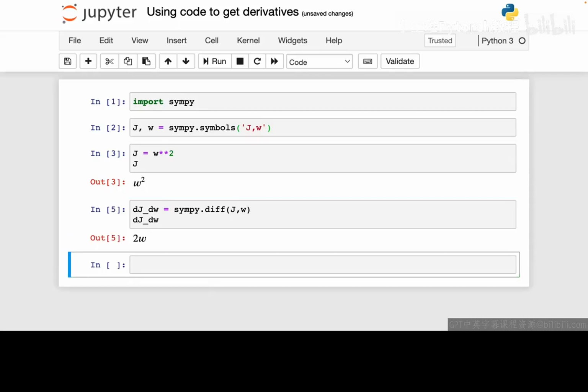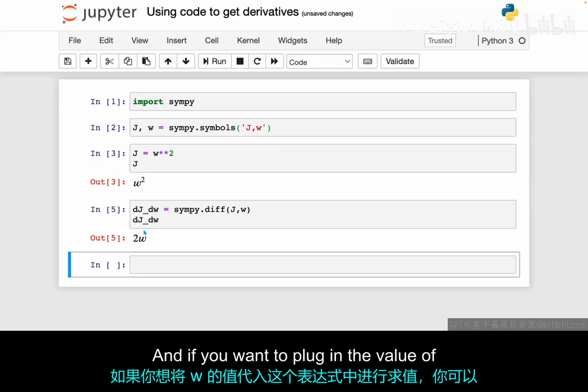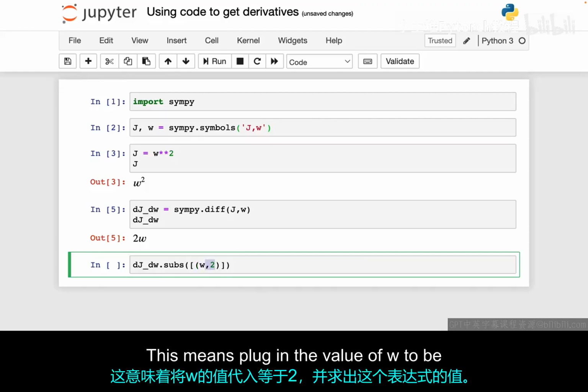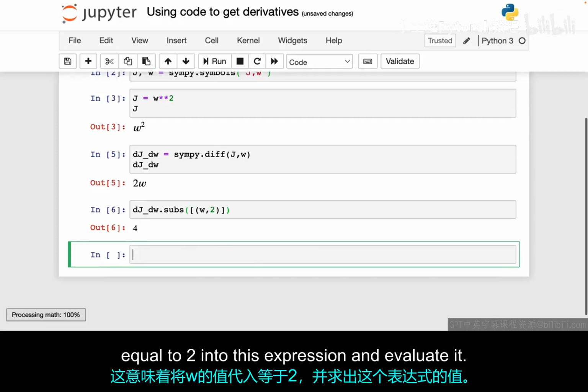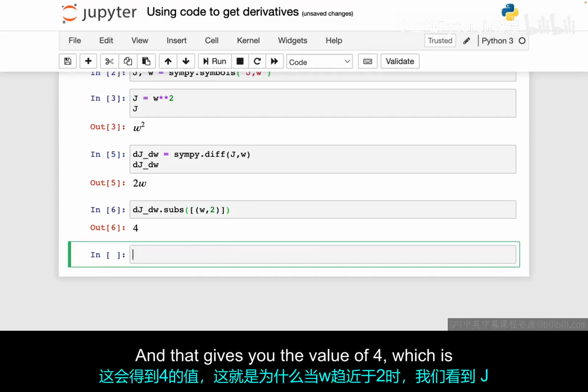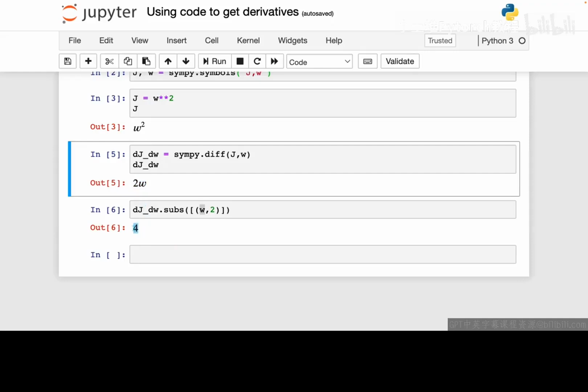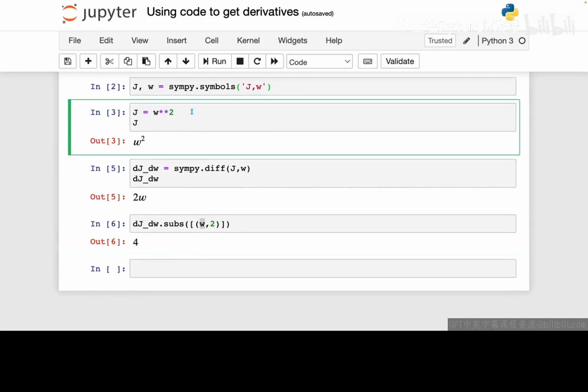So that's 2w. And if you want to plug in the value of w into this expression to evaluate it, you can do the derivative dot subs w 2. This means plug in the value of w to be equal to 2 into this expression and evaluate it. And that gives you the value of 4, which is why when w equals 2, we saw that the derivative of j was equal to 4. Let's look at some other examples.